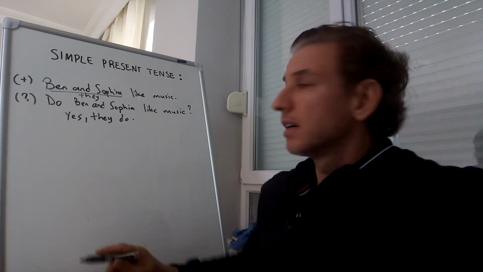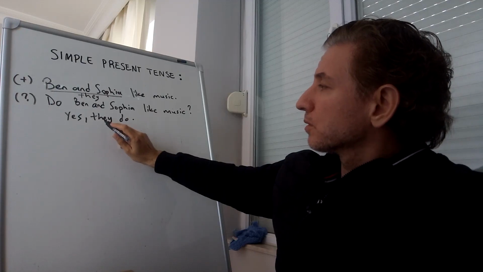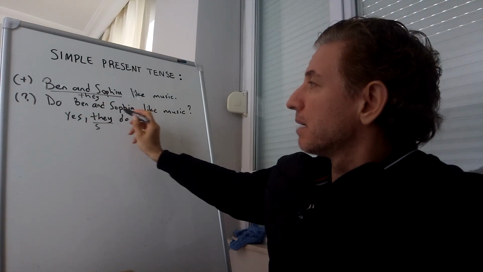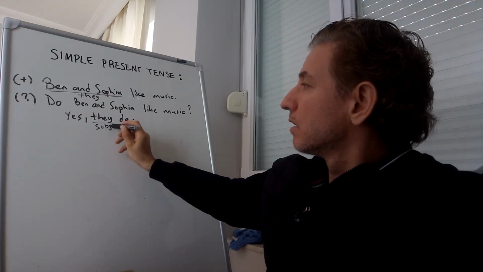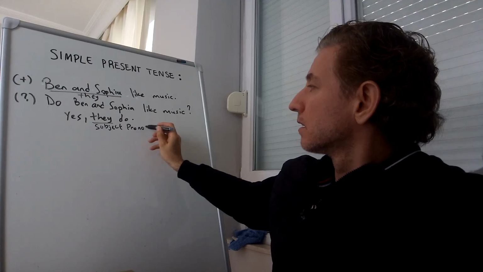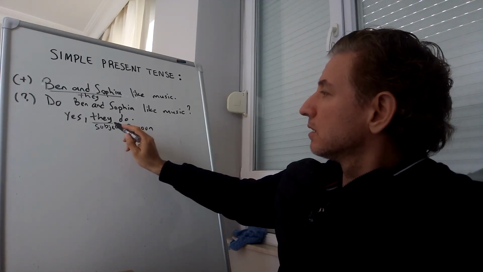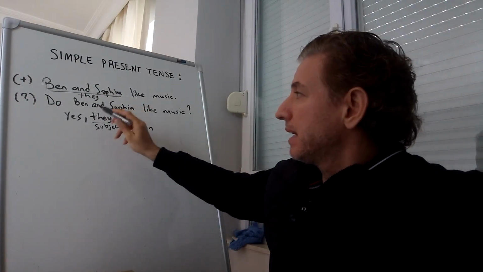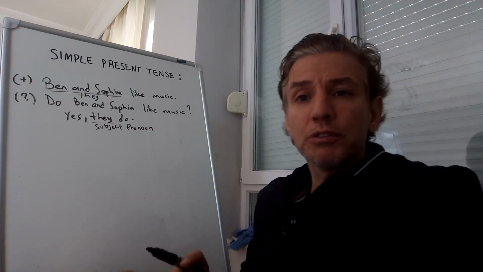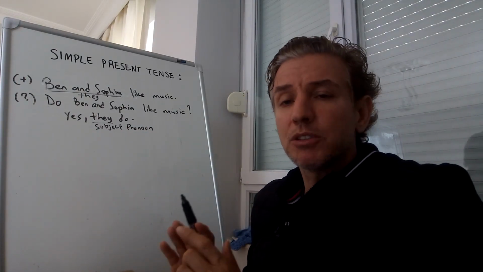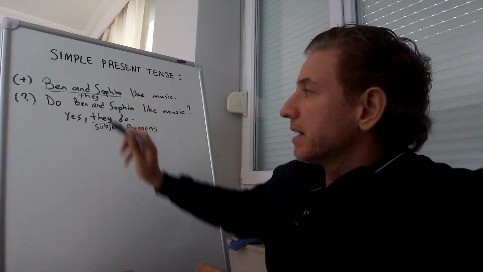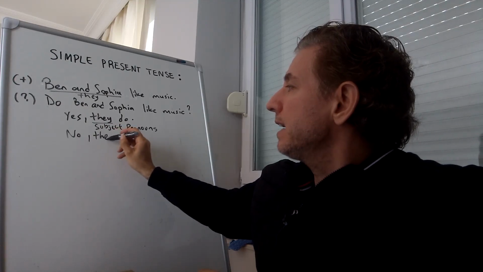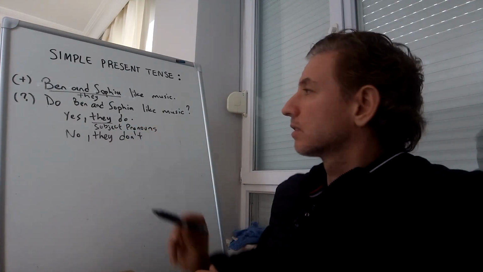Yes, they do. With short answers, we use a subject pronoun. We don't use a proper name, okay? Subject pronoun. Here, they refers to Ben and Sophia. They are the same. Ben and Sophia means they. So with short answers, we don't use proper names, we just use subject pronouns. Here, they. Yes, they do. Or, no, they don't. Okay?